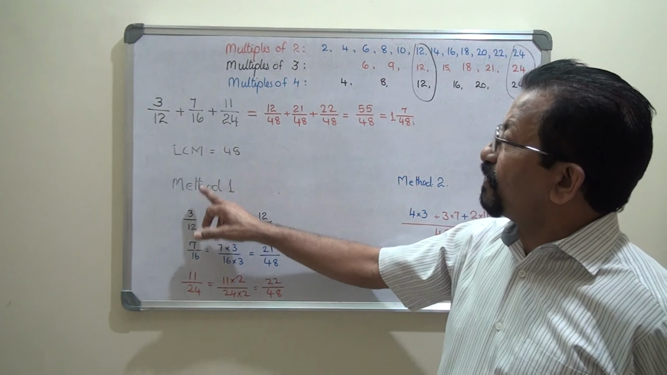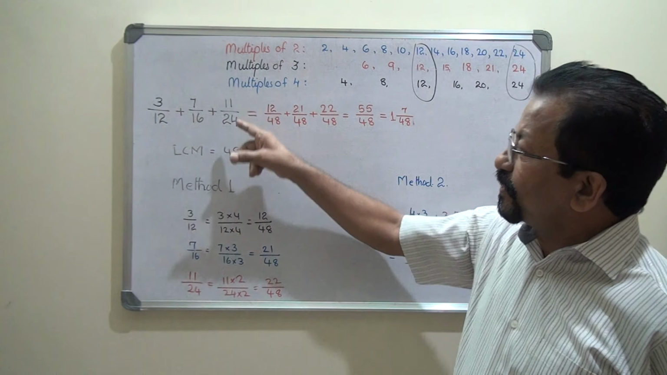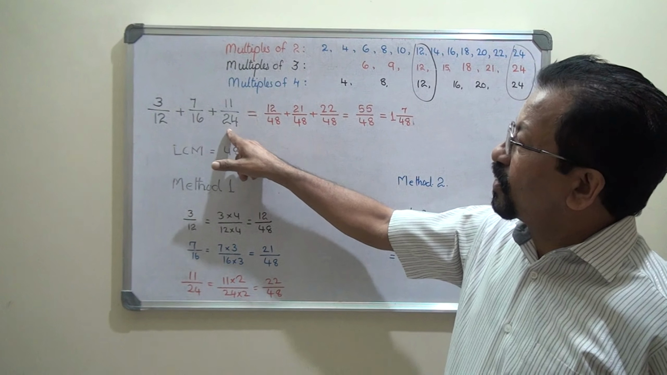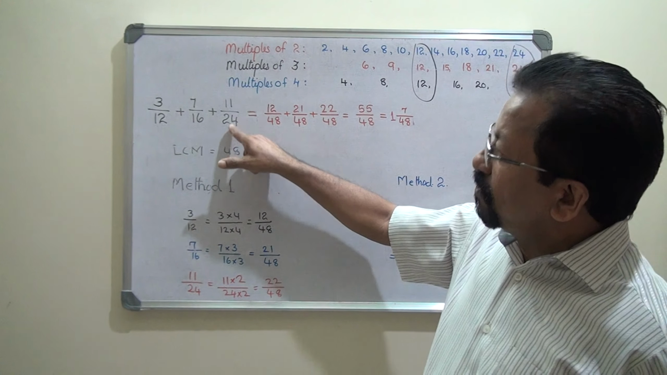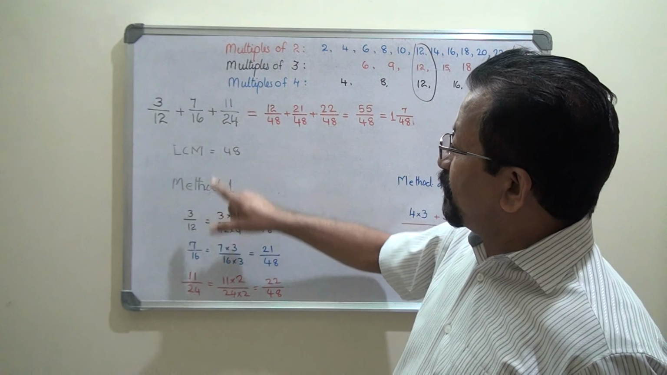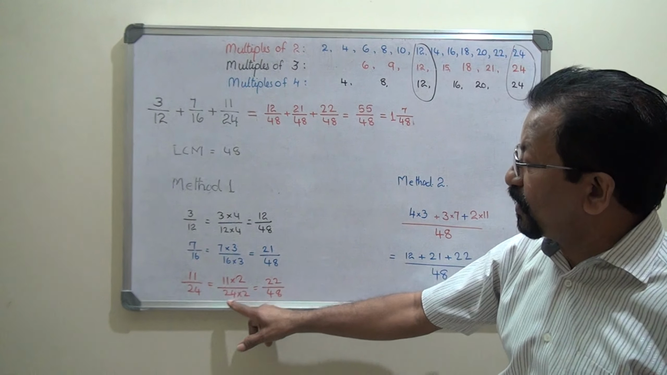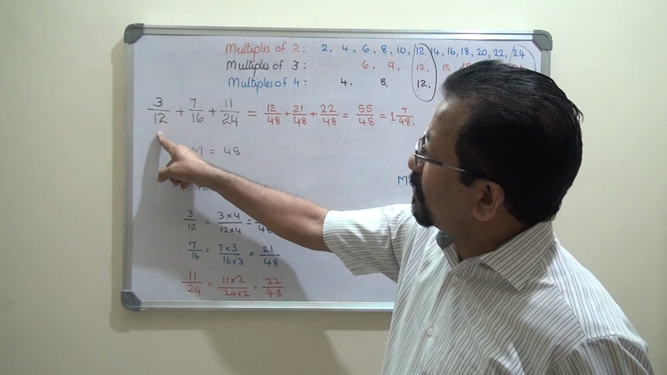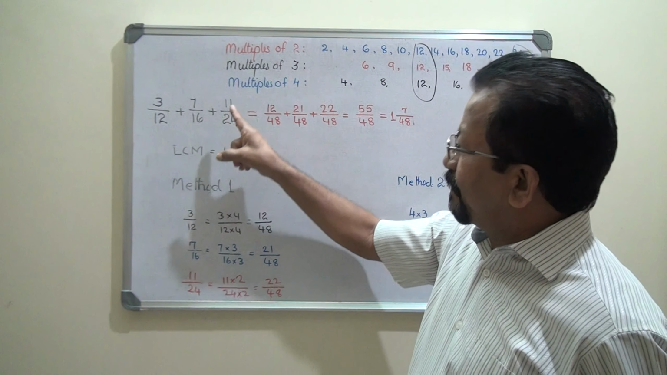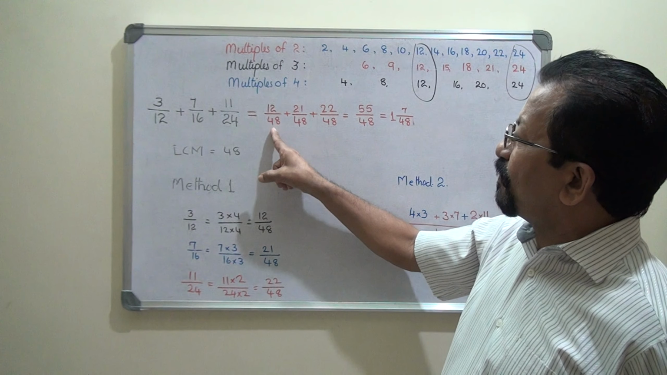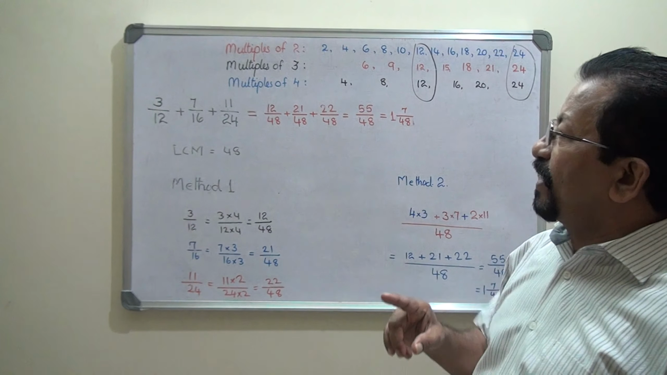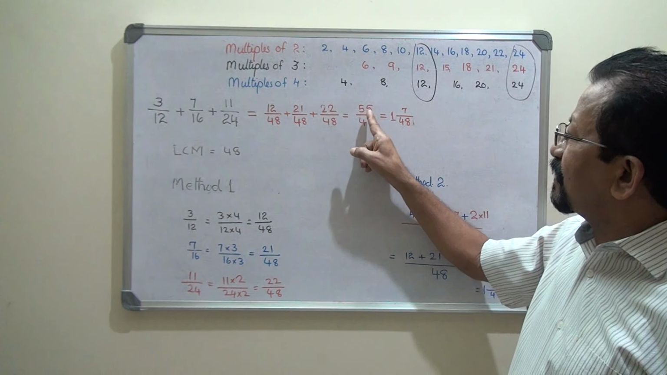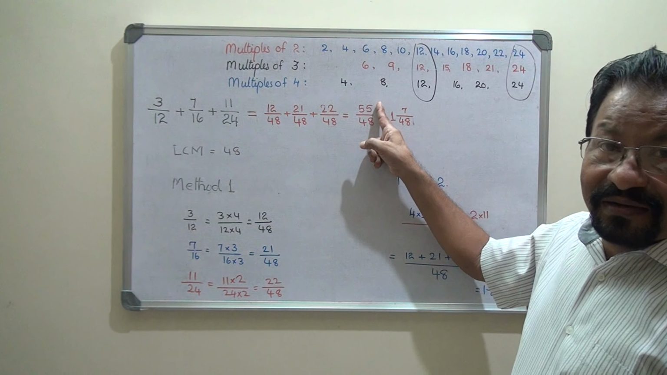Similarly, 11 by 24 is the third fraction. So make 24 as 48, that is equal to the LCM. So multiply by 2. If you are multiplying the denominator by 2, multiply the numerator also by 2. It means 11 by 24 is equal to 11 into 2 and 24 into 2, which is equal to 22 by 48. So the given fractions 3 by 12 plus 7 by 16 plus 11 by 24 will change as 12 by 48, 21 by 48, 22 by 48. As I told you, if the denominators are the same, just add the numerators and write it as the numerator of the final answer.